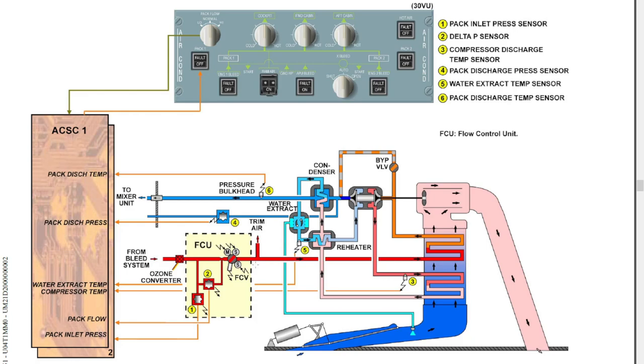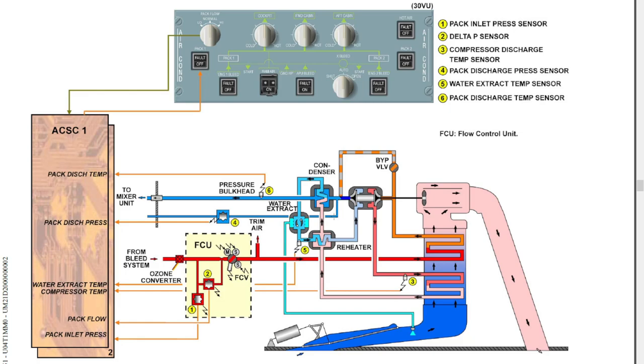Now, based on this temperature value, the air conditioning system control computer will regulate the pack temperature. After that, the airflow comes to the reheater, through the turbine, and then through the condenser, and here there is the pack discharge temperature sensor. The pack discharge temperature sensor gives the temperature at the pack outlet. This signal is used to give the pack outlet temperature indication on the ECAM, on the condition page, based on the temperature sensed by this sensor.